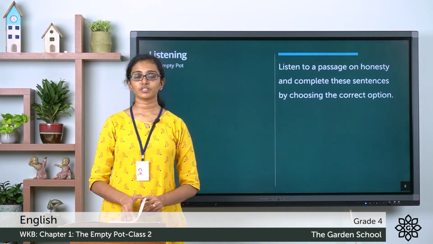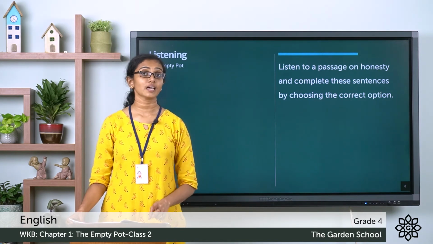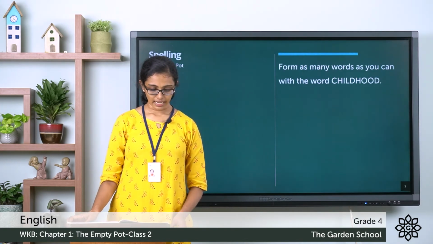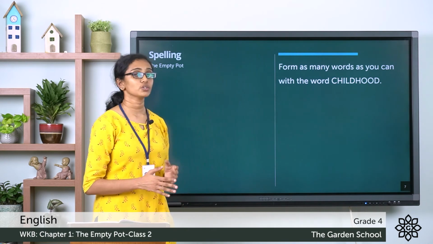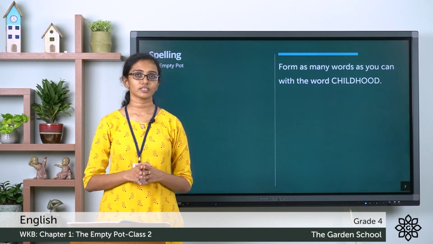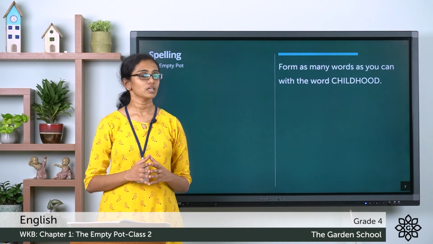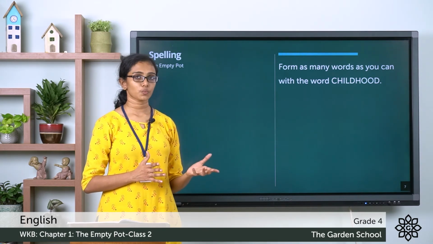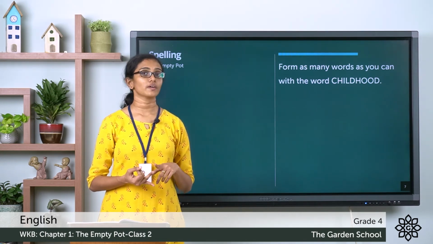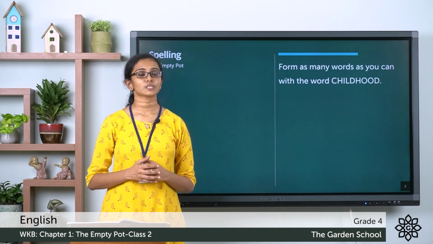So I hope you have listened to the passage carefully. If needed, you can replay this video and listen to it again and then answer the questions given here. Now the next section is the spelling exercise. This is to form as many words as you can from the word childhood. So here you are given the word childhood, and from it you have to form new words. For example, childhood: child is one word, hood is another word. You can write the word do or did. Try to find out more and more words and you can write them here in the space provided.